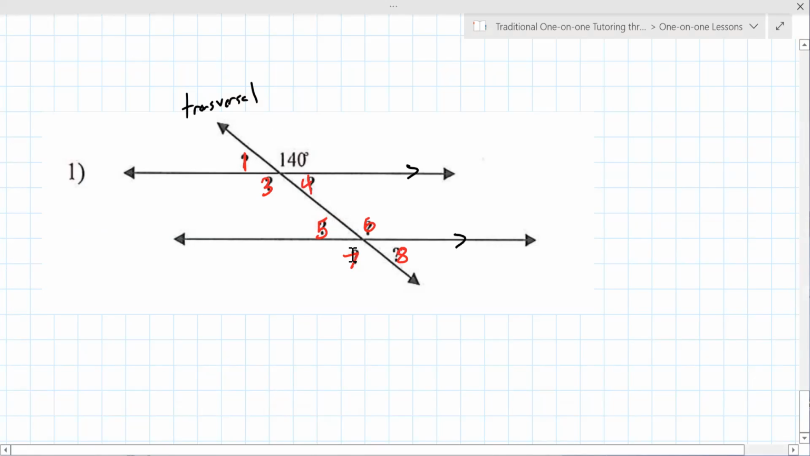Is it 5, 6, 7, or 8? 5. So it's got to be on the right, and then top and bottom, you can think of top, bottom. So it would be 6. So 6 is 140 by corresponding.